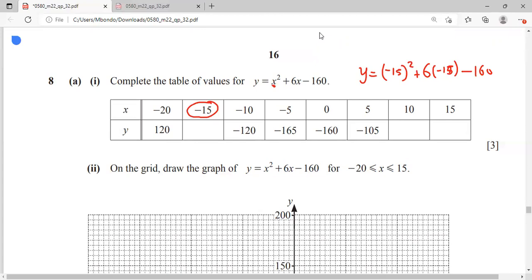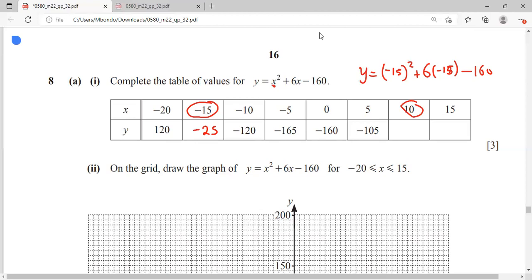Okay, let's see what we're going to get. So I'm getting -25. So this is what we're going to do again for this 10. We're going to do the same thing here.